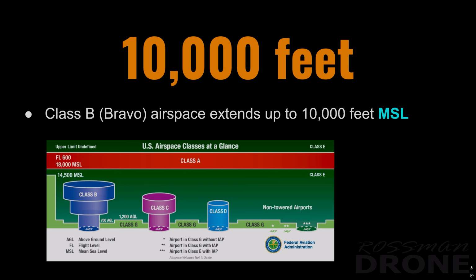And then next is 10,000 feet, which is for the largest type of airports. Class B or Bravo airspace is going to be extending all the way up to 10,000 feet. And now this unit is MSL because these are the larger commercial airports or the international airports that must be kind of standardized with the rest of the airspace because of all the commercial traffic. So you'll notice that Class A airspace, which we'll get into next, is also measured in MSL. That is 10,000 feet.